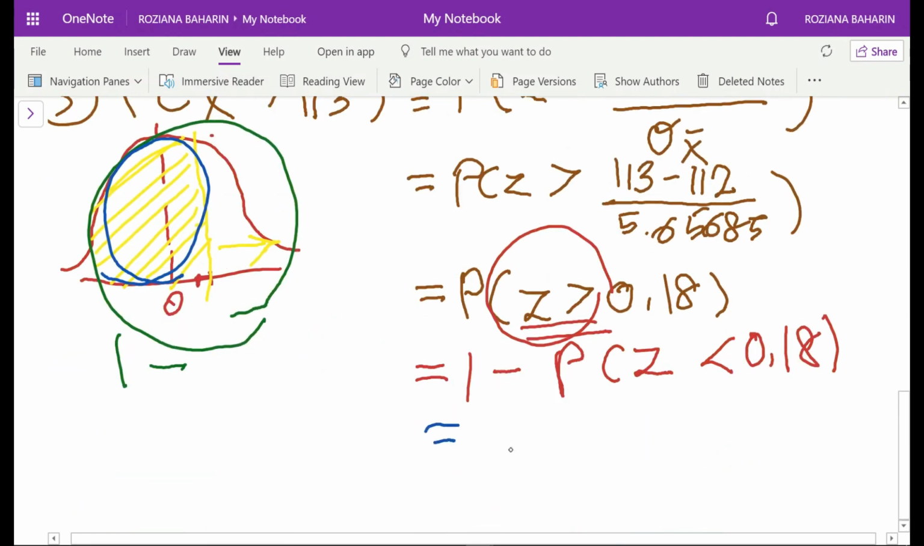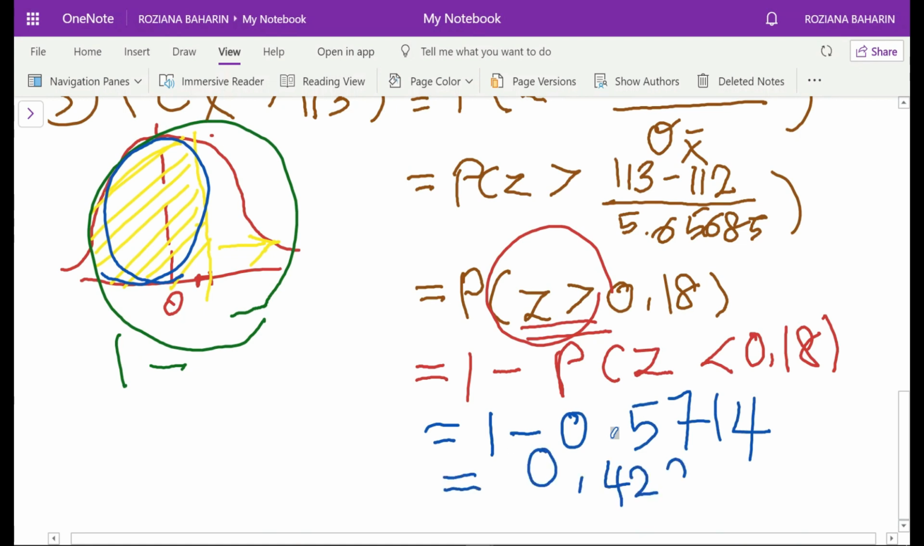So it is 1 minus 0.5714 equals 0.4286. Okay, so you should be getting this one. All right, so now we are done with question number 3. Okay, so this is for example 1. Now let's move to example 2.